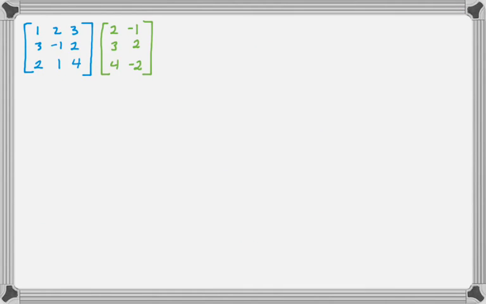Let's take a look at another one. So I'm going to show you, it's kind of a trick. I guess it's a trick. So say we have this 3 by 3 and this 3 by 2, so 3 rows, 2 columns. So I can definitely multiply them because the middle numbers are the same. I'm going to get a 3 by 2 matrix.